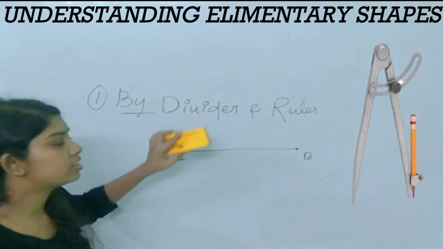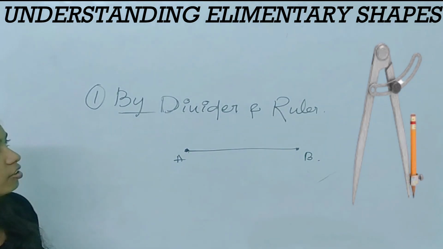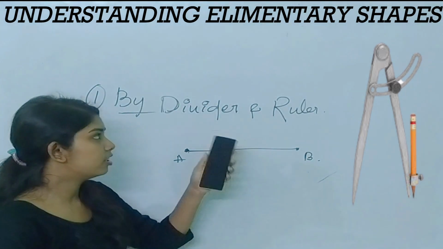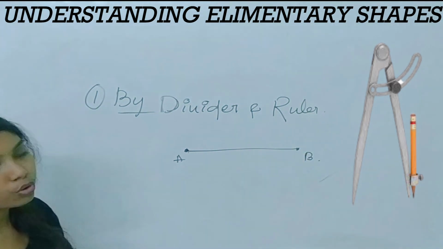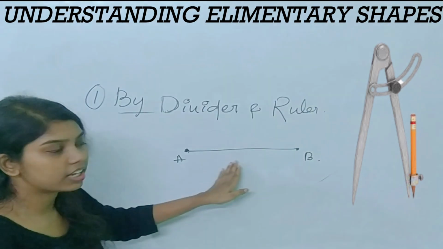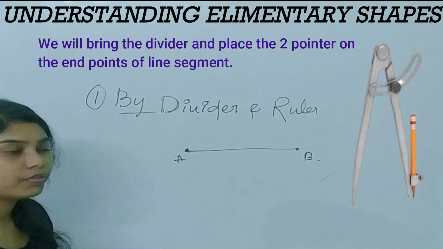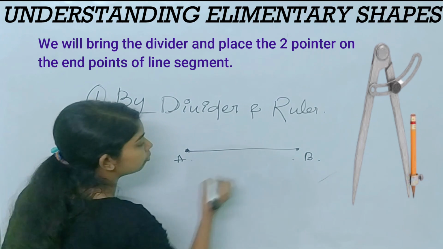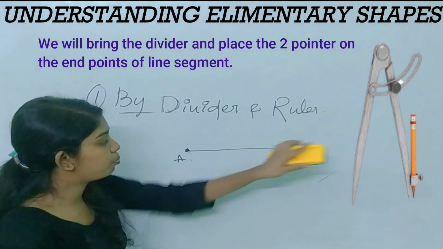Now we will go for the divider. So as you can see in this picture, there is a divider which has two pointers, just like a compass. It looks like a compass, but a compass has only one pointer and a divider has two pointers. Okay? So how will we measure with it? Suppose a line segment is given and we will bring a divider and place the two pointers of the divider on the two endpoints of the line segment.